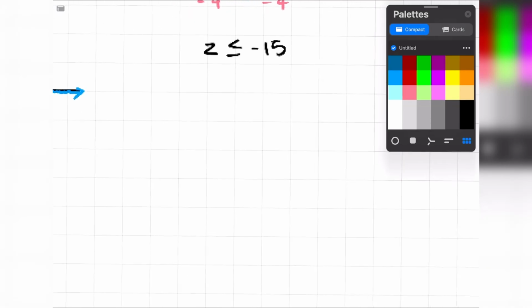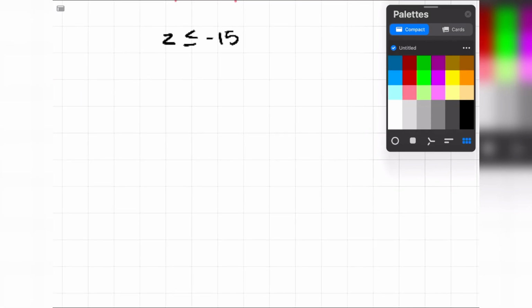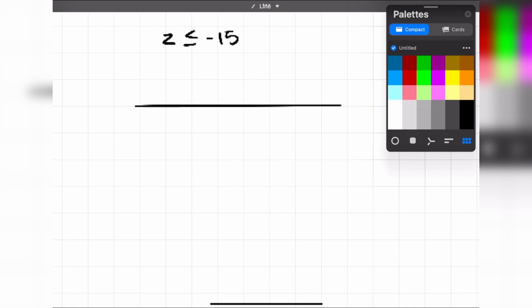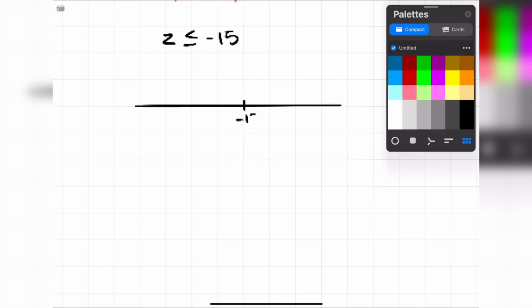So in this case, the answer is z is less than or equal to -15. -15 is right here, z is all of this. And then red dot, the inequality solution is from -infinity, parenthesis, all the way to -15, bracket.